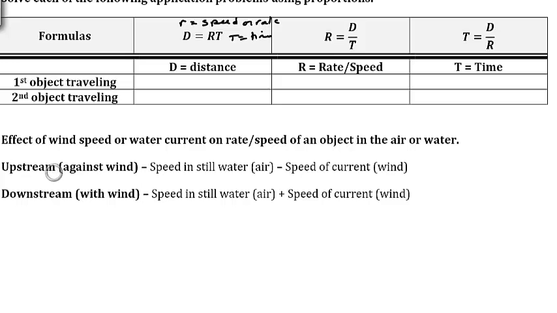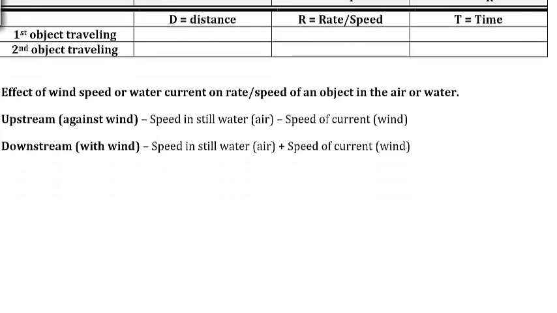So if you're going upstream or against the wind, then it's the speed in still water or air minus the speed of the current. So you have to subtract off the speed of the current because it's pushing you backwards, slowing you down. When you're going downstream or with the wind, then it would be the speed in still water plus the speed of the current or the wind, because the current or the wind, whichever situation you have, is going to be pushing you along faster. So you would be adding that speed on to your speed in still water or air.